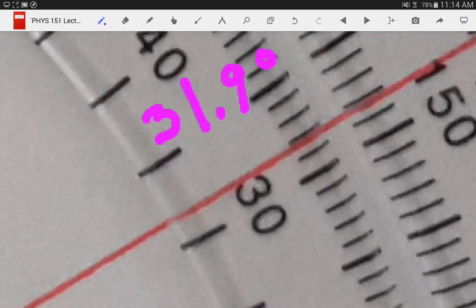I know most people, that was very redundant. You already knew how to do it. But it's important to make sure you know how to use the device if you're going to be required to use it on a test, right?